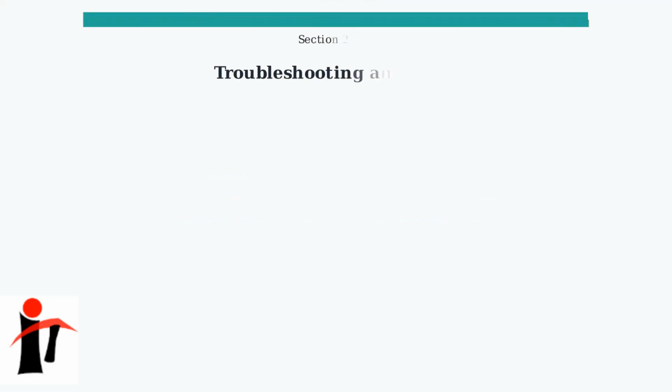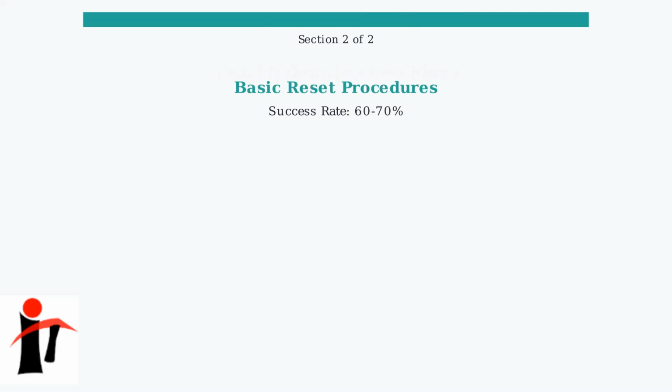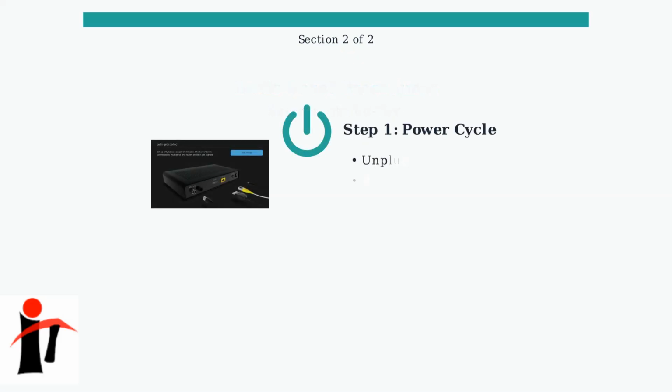Now that we understand what causes maintenance mode loops, let's explore proven methods to get your YouView box working again. We'll start with basic troubleshooting steps that resolve most issues. The first approach is basic reset procedures. These simple steps resolve about 60 to 70% of maintenance mode loops and should always be your starting point. Step 1 is the power cycle. Unplug your YouView box from the power outlet and wait exactly 30 seconds. This clears temporary system errors and allows the device to reset completely.